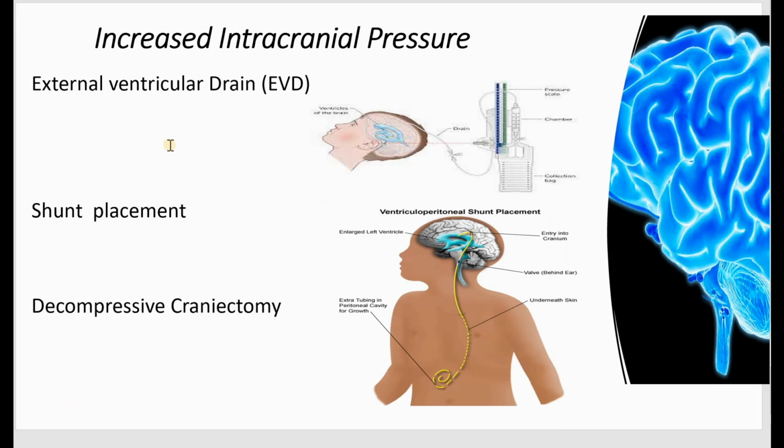Now the surgical management involves an external ventricular drain. It is a catheter inserted into the lateral ventricle to drain the CSF. So when the CSF is draining, it decreases the intracranial pressure. Another surgical management is shunt placement. A shunt is placed between the ventricle and the peritoneum, and it allows CSF drainage and thus decreases the ICP.